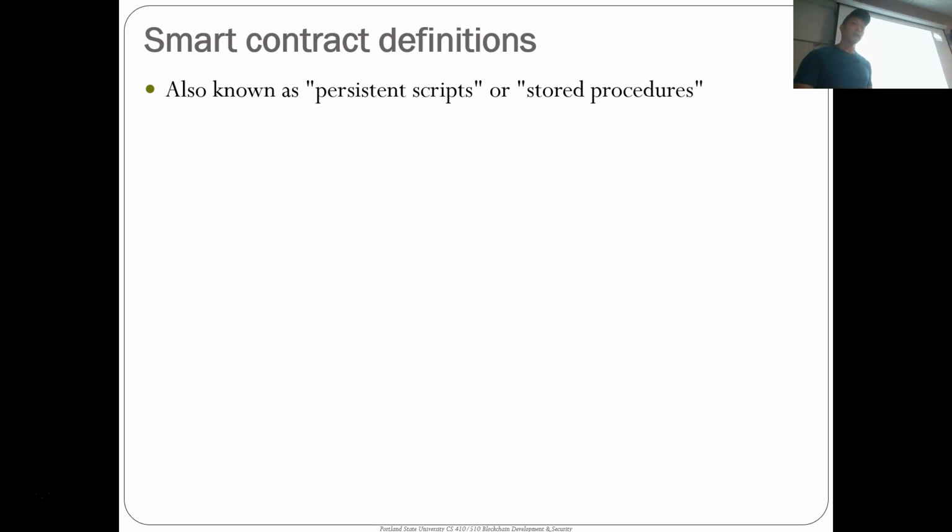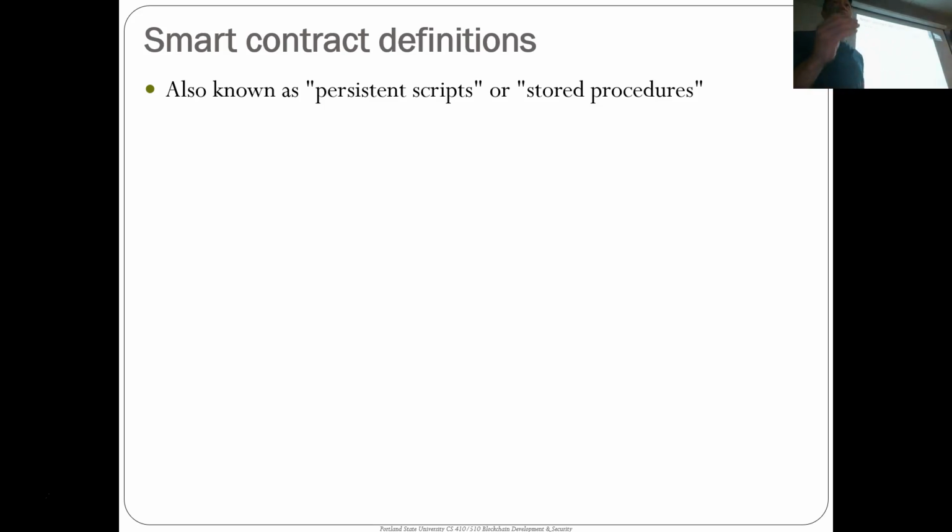So that's the idea of smart contracts, and it's a misnomer. In computer science, we usually don't judge things like this, like what's smart and what's dumb. There's a lot of dumb smart contracts. So the more precise term in terms of what we would like to name it is something like persistent scripts or stored procedures.